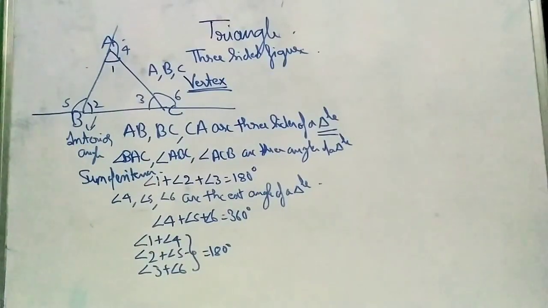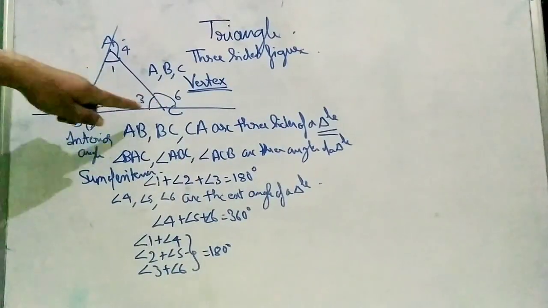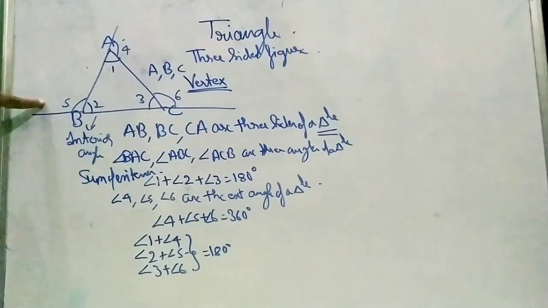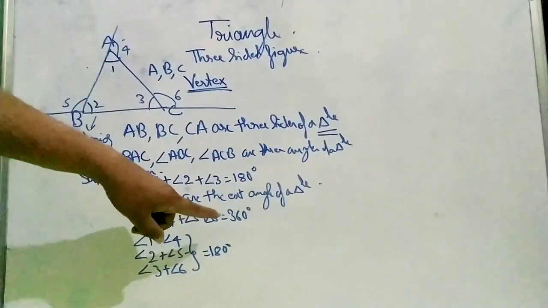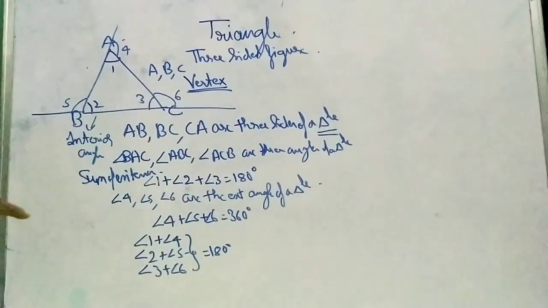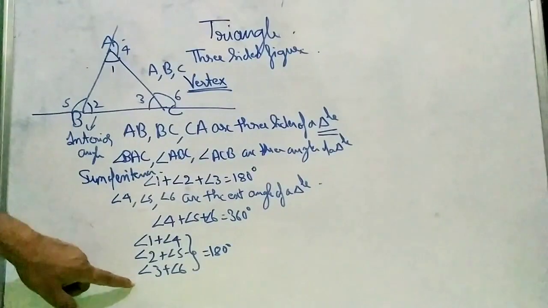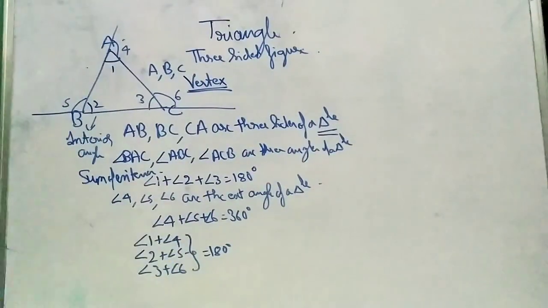Angles 4, 5, 6, I have marked as exterior angles, when the lines are extended. So, the exterior angles are drawn. The sum of exterior angles is always equal to 360 degrees. Individually, angle 1 plus angle 4, angle 2 plus angle 5, angle 3 plus angle 6 is always equal to 180 degrees.